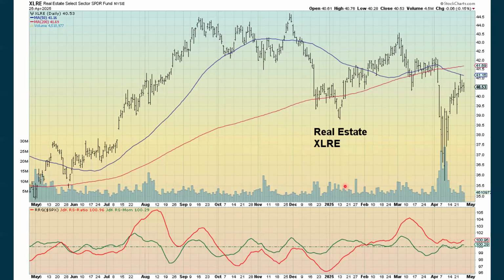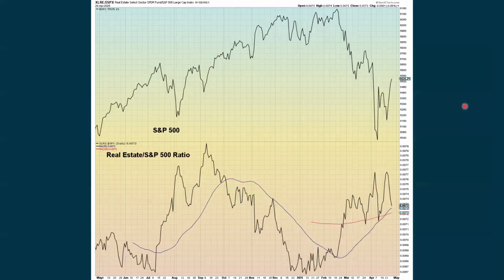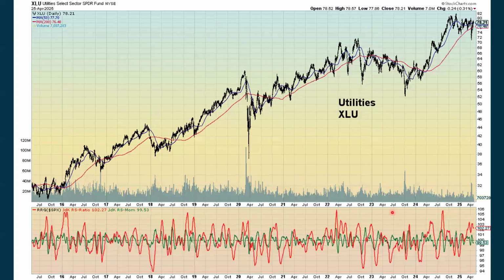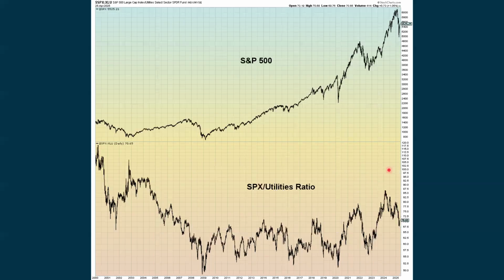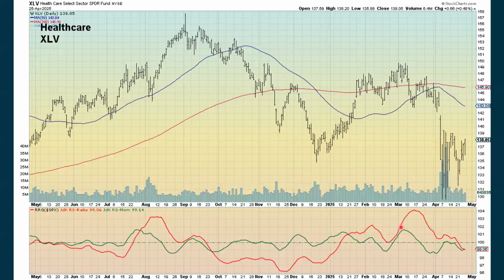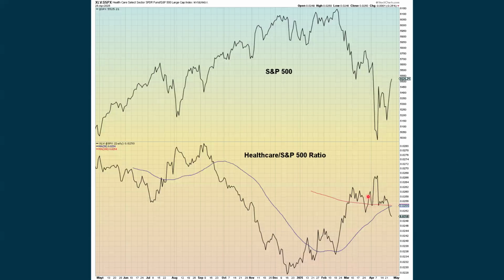Real estate, which is very interest rate sensitive, in a downtrend, trying to improve as interest rates have been coming down. And it's in an uptrend compared to the S&P, but it has been pulling back on a ratio basis. Utilities have pretty much been going sideways, and they're still in an uptrend and pulling back, but still in an uptrend when compared to the S&P. And we look at a ratio between the S&P and utilities. This is bouncing back up now, but for the most part, it's been going down, meaning the S&P is underperforming utilities.